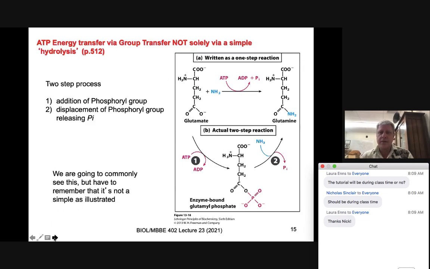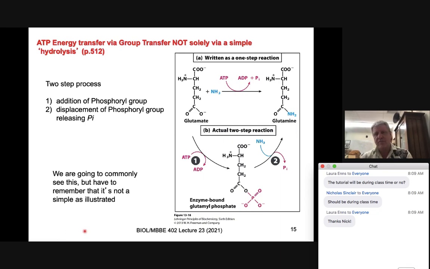So the other thing is we've got to make sure you understand that when we see ATP being involved in a reaction, it is not just leaving that phosphate group to react. It actually participates and forms a covalent bond intermediate with that particular phosphate. So let's have a look at the energy transfer via what we call group transfer. We've illustrated a simple hydrolysis, but it's actually more complex.